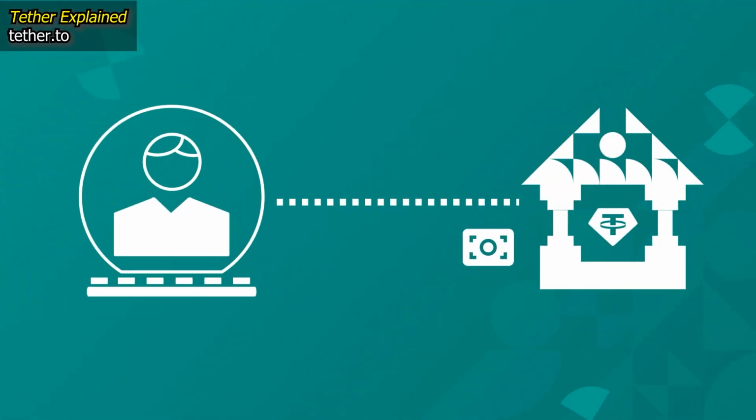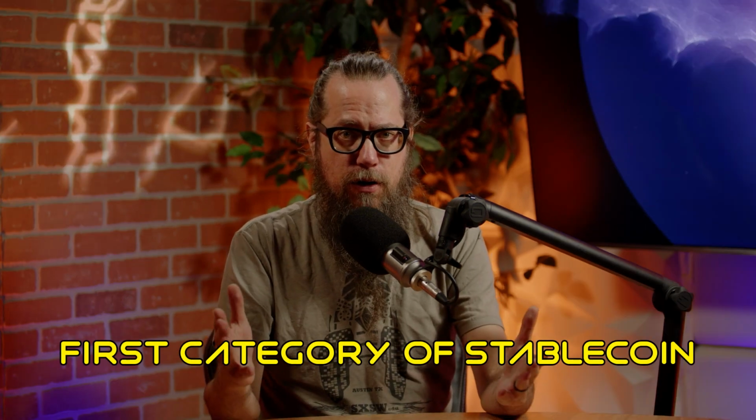So if you buy $50 worth of tether and you go to the tether website and you say, give me the value of my tether, they will wire you or put on your credit card $50. That is in essence, and it's very simple when I explain it like that, the reason as to why tether has any value at all that is approximate to $1. This is the first category of stablecoin. There's a bunch of them that fall into this category.